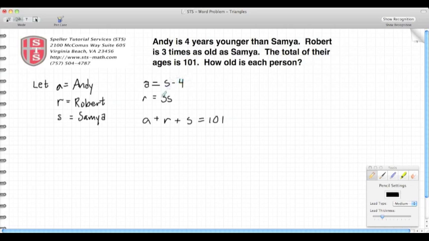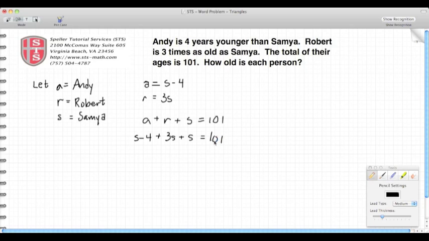Now, based off of these two equations that we have defined here and this third equation here, we're going to somehow try to put these together so that we can solve one of them. What I notice is that instead of just writing an A, I can substitute what I said A is equal to. I said A was equal to S minus 4. So let's do that. S minus 4. And then I also have R, which I have defined as 3S. So let's put that in place. 3S. Don't know Samaya's age, so I just keep that as S and set all that again equal to 101.